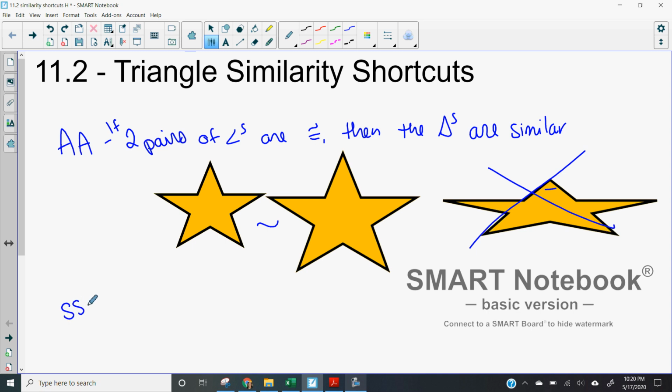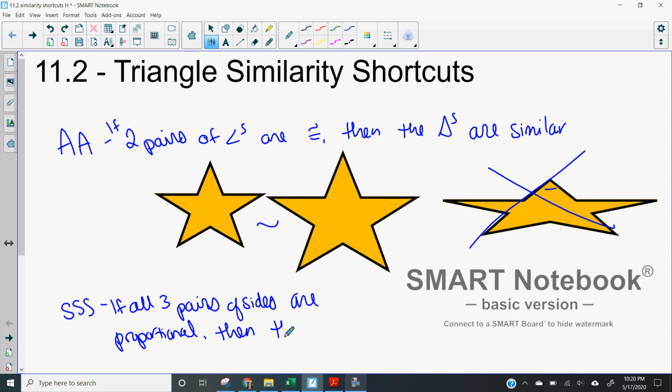Side still works, but here's where this varies a little bit. Instead of having all three pairs of sides congruent, we need all three pairs of sides to be proportional. Okay, so if all three pairs of sides are proportional, then the triangles are similar.